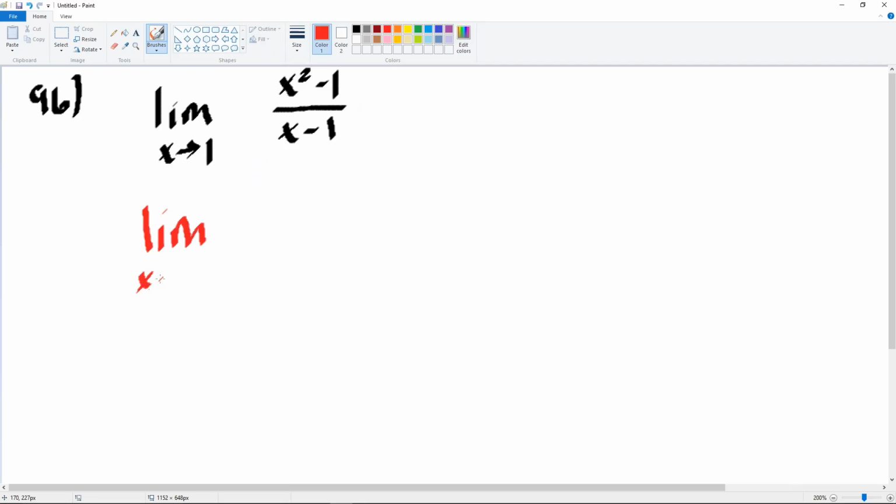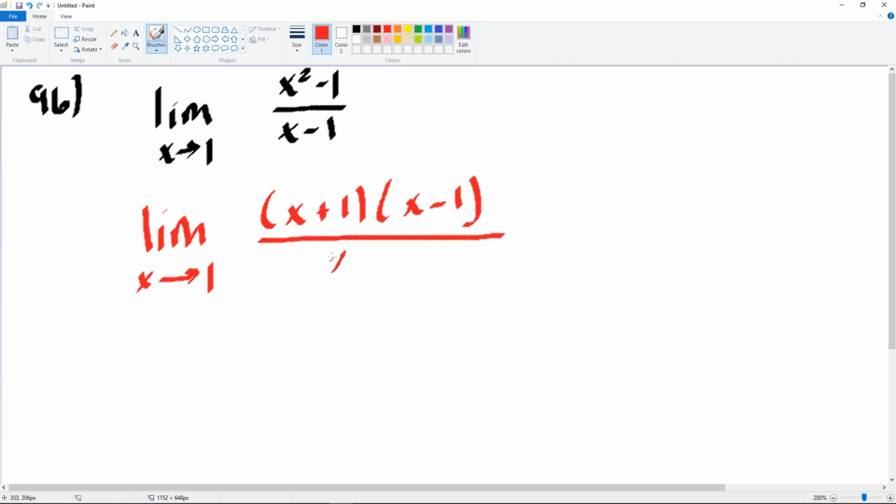I believe you can factor the numerator because it looks like a difference of squares: x plus 1, x minus 1, over x minus 1. What happens? Cancel. Cancels out. And now you can direct substitute. We'll go ahead and do it in one step. What's 1 plus 1? 2. Right.